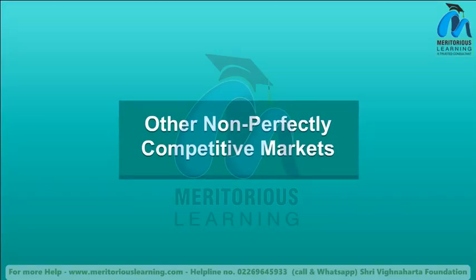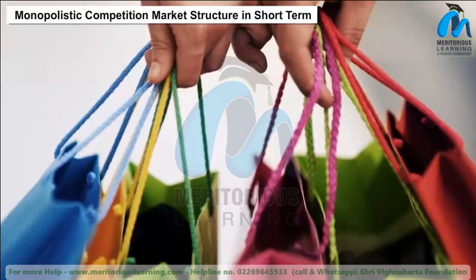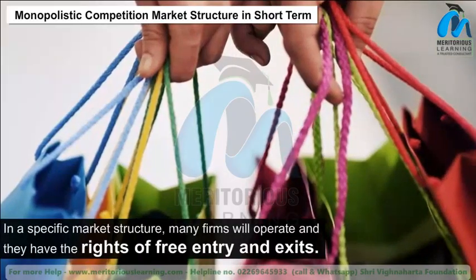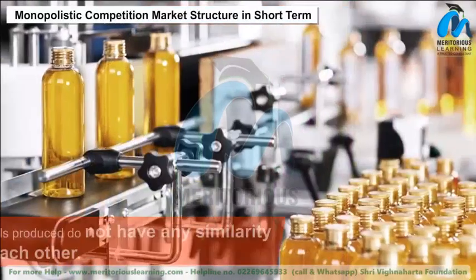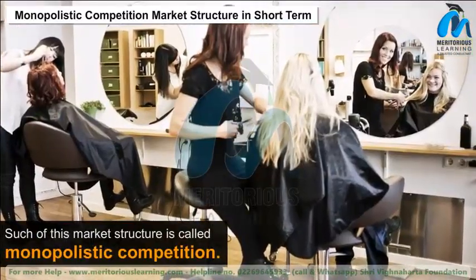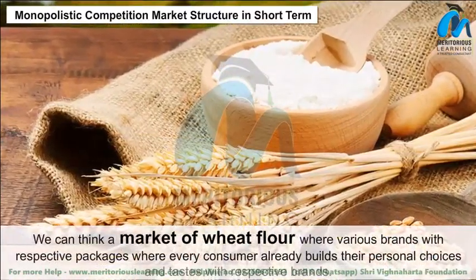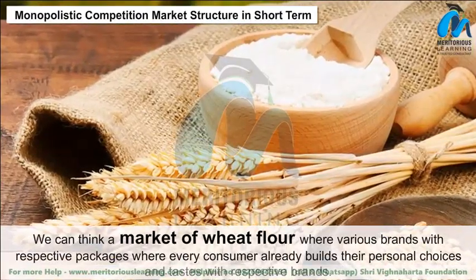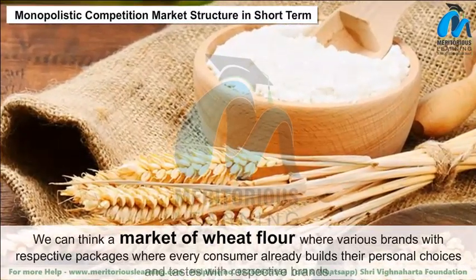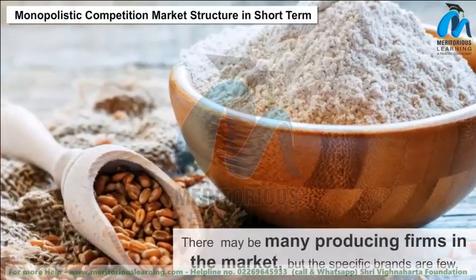Other non-perfectly competitive markets. Monopolistic competition market structure in short term. In a specific market structure, many firms operate and they have the rights of free entry and exit. But the goods produced are differentiated from each other. Such a market structure is called monopolistic competition. We can think of a market of wheat flour where there are various brands with respective packages, where every customer already builds their personal choices and tastes with respective brands. There may be many producing firms in the market, but the specific brands are few.